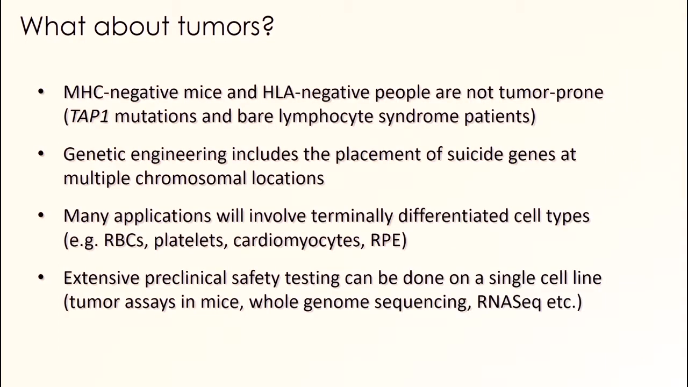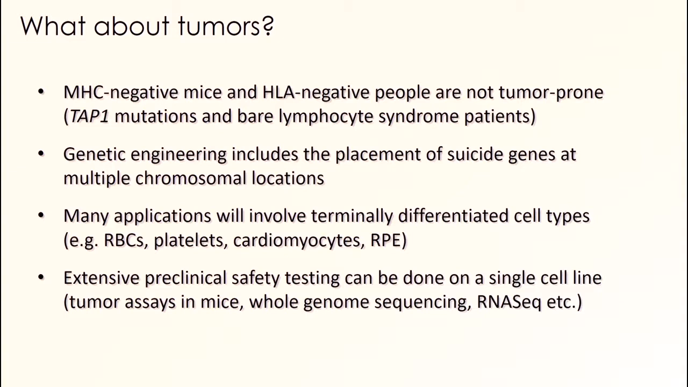So I will just wrap up with some of the ideas about these cells, and these are probably questions some of you might have. What about tumors? If we don't have HLA on the surface of our cells, won't it be harder to reject a tumor cell that might grow in the body? And that is certainly an issue that we're very concerned with.